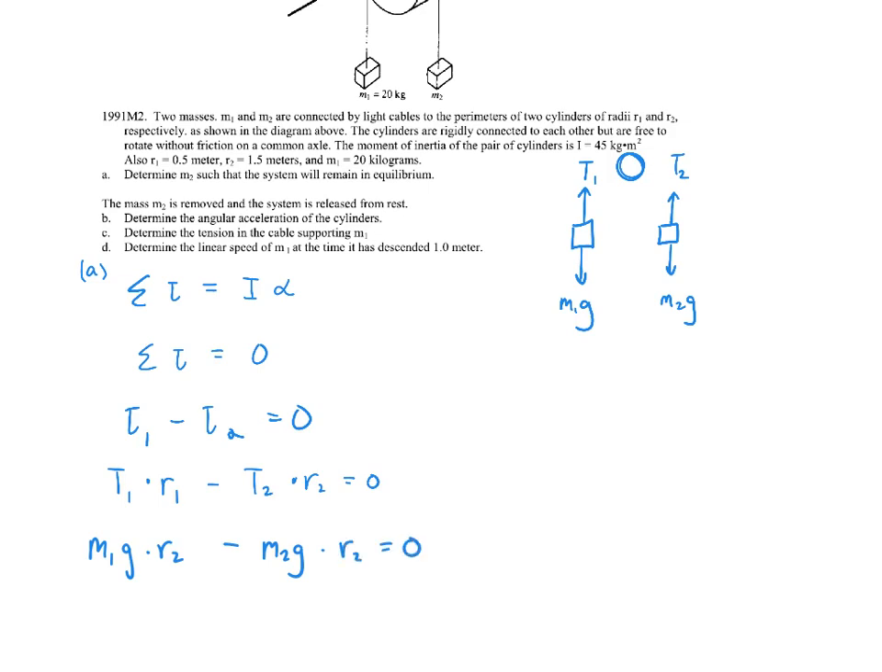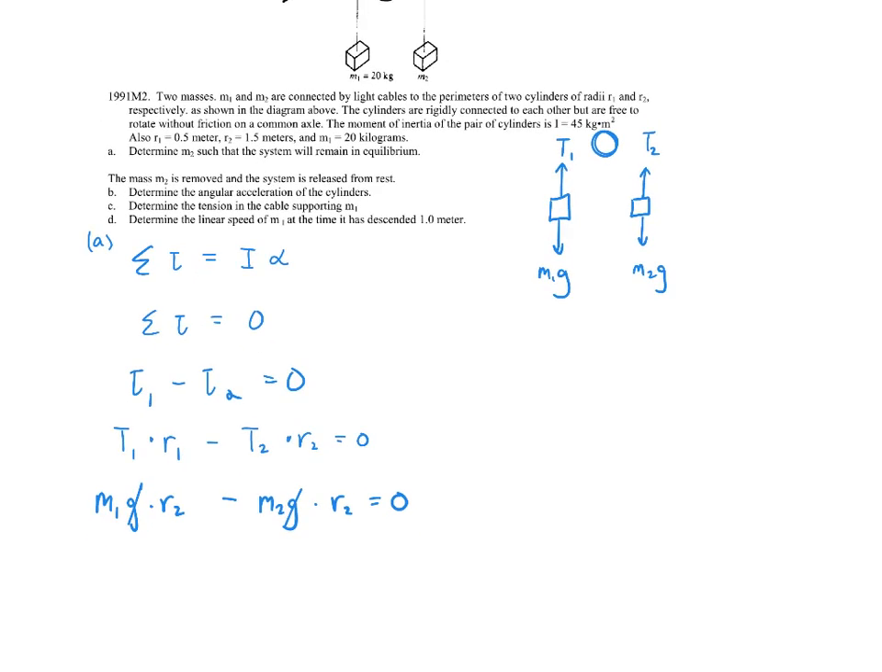G is common, so G drops out. And then as a result, what can we do? We can solve this equation for M2. So let's move M2R2 over to the right and then divide by R2. So moving M2R2 to the right and dividing by R2, we get M1R1, I should say, right? This should be a subscript 1 here.